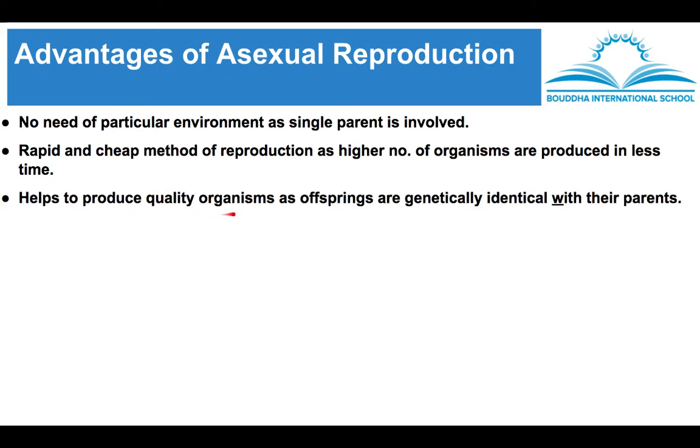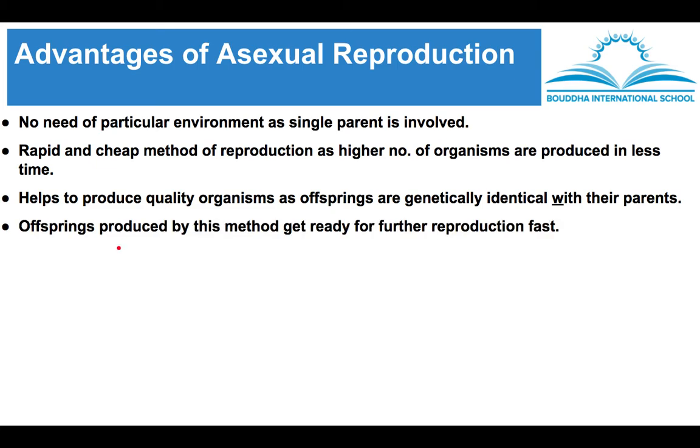And it helps to produce quality organisms. Why can we say that it can produce quality organisms? Because during this reproduction there will be no exchange of genes. That is why the offspring are genetically identical with their parents. It means it helps to conserve the characters. That is why we can say that it can produce quality organisms, and offspring produced by this method get ready for further reproduction fast. It means the plant or the young one which you get by this asexual reproduction can reproduce earlier than the offspring produced by sexual reproduction.